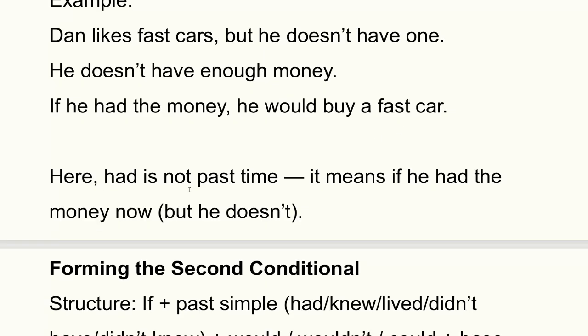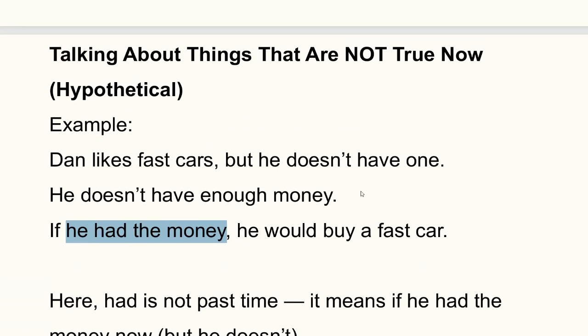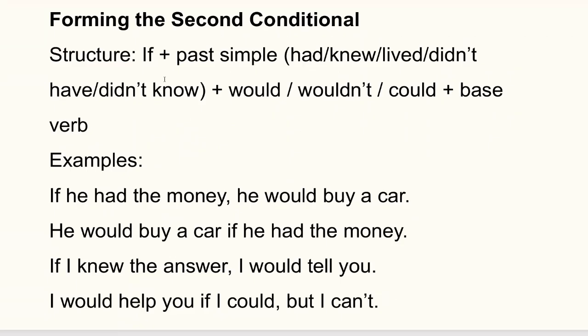So although it's a past simple structure, it's referring to the current time, the present time. So that's why we say unreal situation at present. If he had the money, he would buy a car. He would buy a car if he had the money.